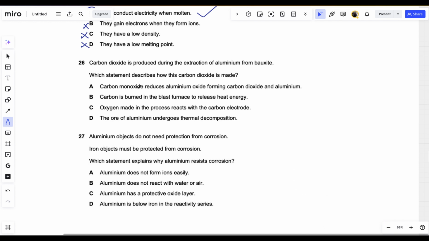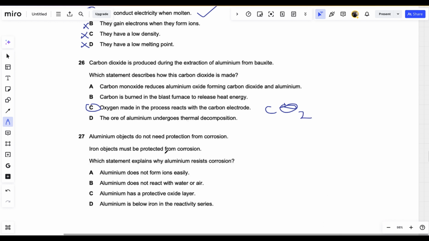Carbon monoxide reduces aluminium oxide, forming carbon dioxide and aluminium. No. Carbon dioxide is burned in the blast furnace to release heat energy. Oxygen made in the process reacts with the carbon electrode to form carbon dioxide. Yes, C. You know the electrodes? You have carbon electrodes. They react with the oxygen to form carbon dioxide, CO2. So this is a better answer.